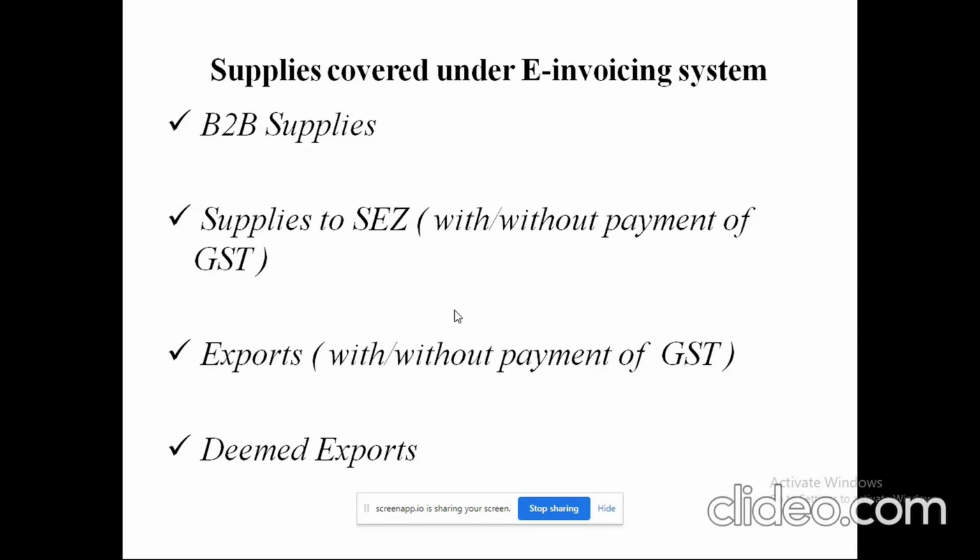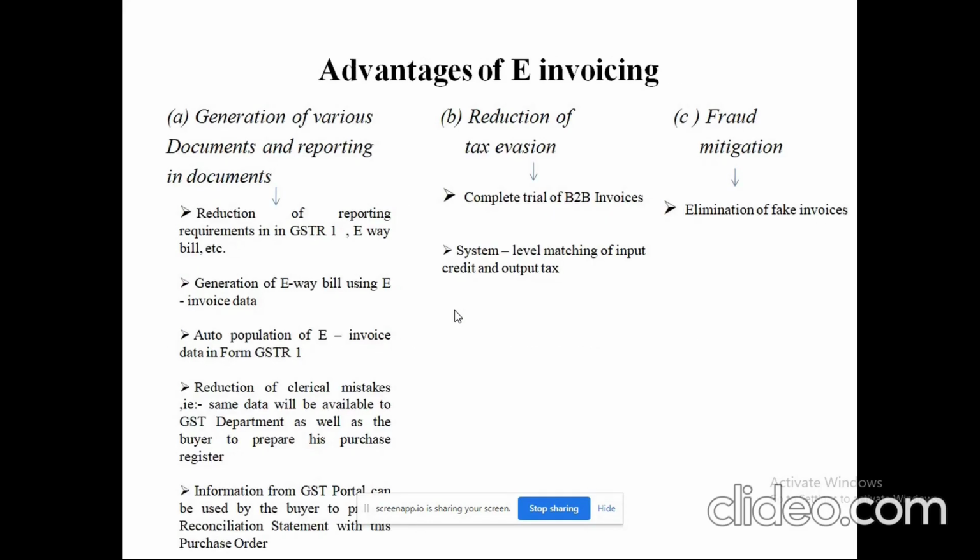Then we will know the advantages of e-invoicing. First one is generation of various documents and reporting in documents, the reduction of reporting requirements in GSTR 1 and e-way bill, etc. When we register the invoice under the e-invoicing system, the data will be transferred to the GST portal as well as the e-way bill portal. So the reporting requirements are considerably reduced. Second advantage, generation of e-way bill using e-invoice data. We can generate e-way bill directly using e-invoice data.